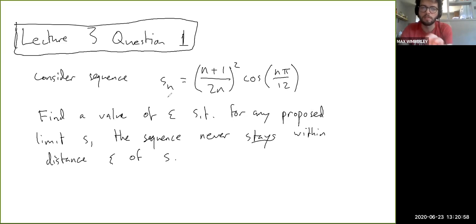band of width epsilon, right? It doesn't always stay within epsilon away from your proposed limit. There's actually a single number you can pick here, which would work for all possible limits, right? All false limits here. You can pick a single number epsilon so that no matter what limit you try to pick, no matter how far out you go, you'll always find points that are farther than epsilon away. So take a few minutes to think about that and pause the video.